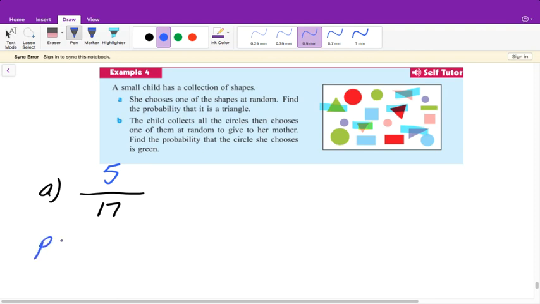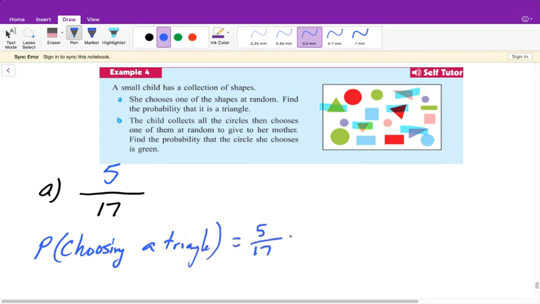So then the probability of choosing a triangle is equal to 5 over 17. But remember, I want you guys putting that as a decimal. So that's equal to 0.294, which is approximately equal to 29.4%. Either way, whichever way you write it, decimal or percent, perfectly fine. I will tell you which decimal to round on a test.